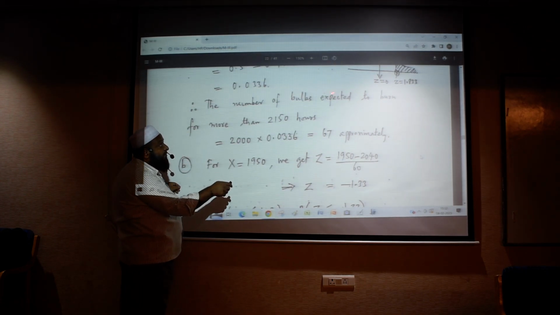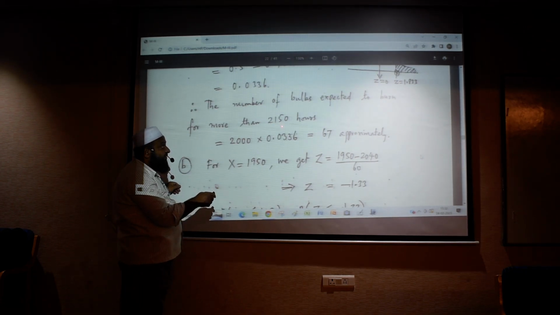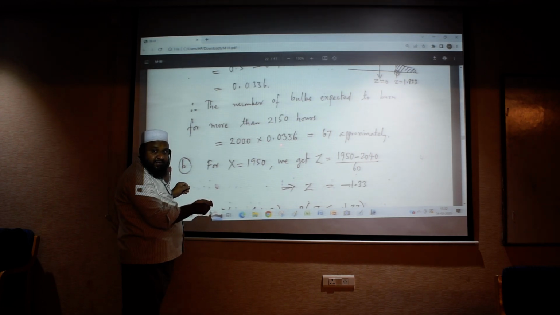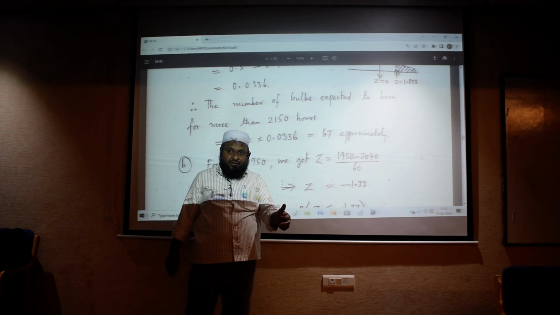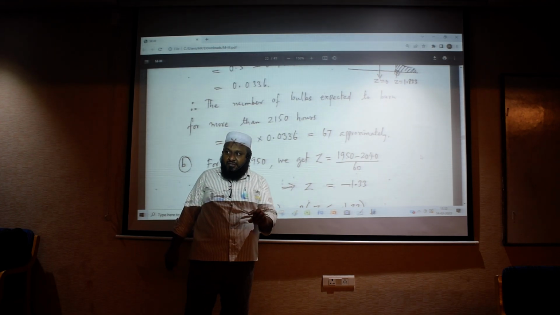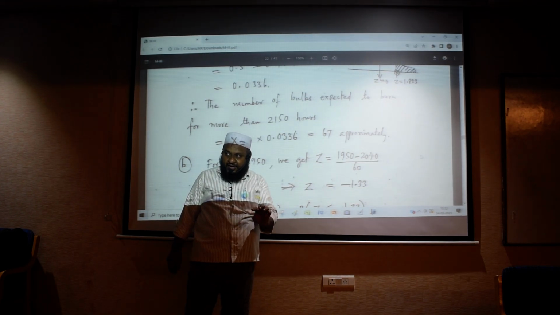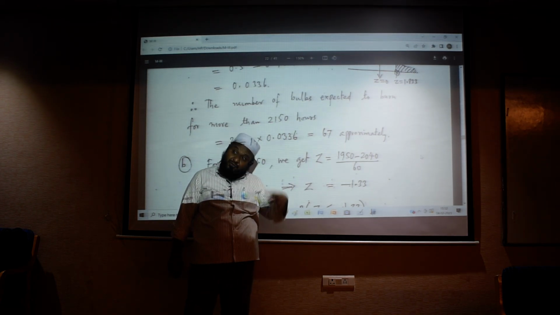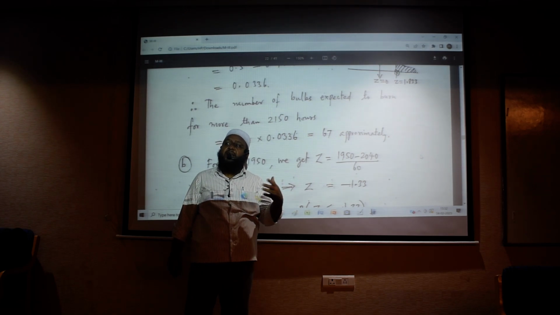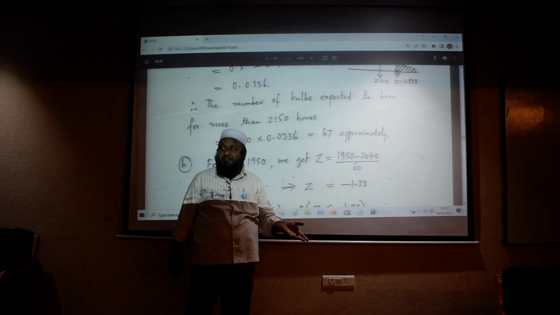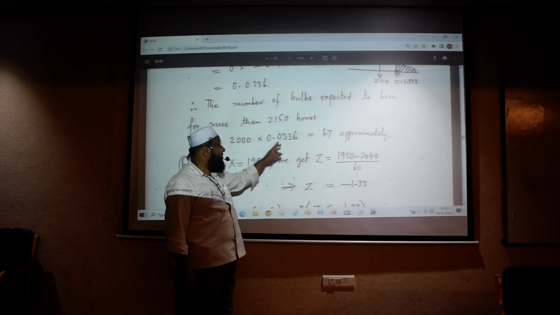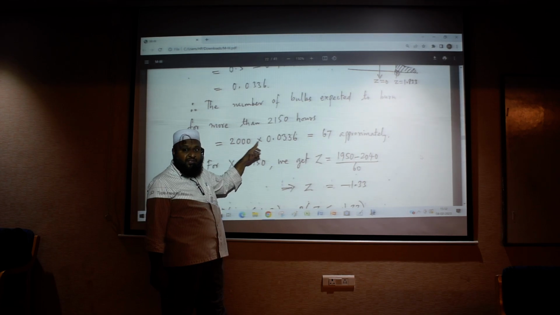The number of bulbs expected to burn for more than 2150 hours: the total is 2000 bulbs, 2000 bulbs into the probability. As we say for a coin, if a coin is tossed, 1/2 for head, 1/2 for tail, means 50-50, 0.5. If the coin is tossed 1000 times, how many times can we expect head? 500. That is 1/2 into 1000. Like that here we are multiplying the total count with the probability.